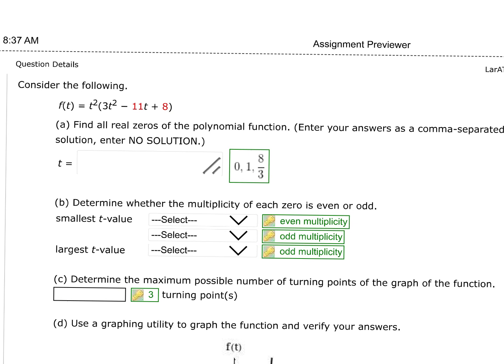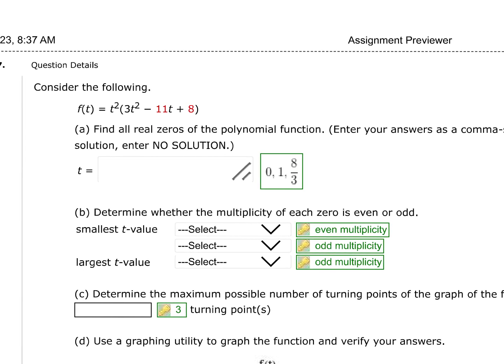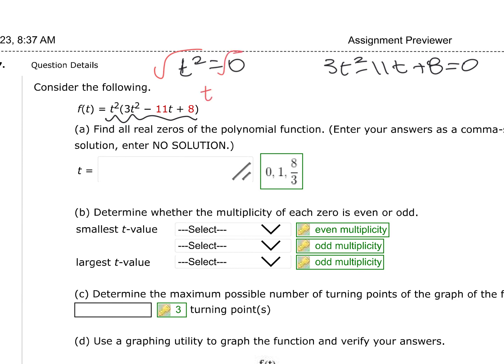Okay, so this is number 7, and I want to start out with the fact that we have this whole thing here, right? So what we'll do is we'll set each part equal to 0, all right? And so what happens here is this really is what we call a double root, because I get plus or minus 0. Plus or minus 0 would just be 0 twice. So we call this a multiplicity of 2, all right? So we're going to have a 0 at 0.